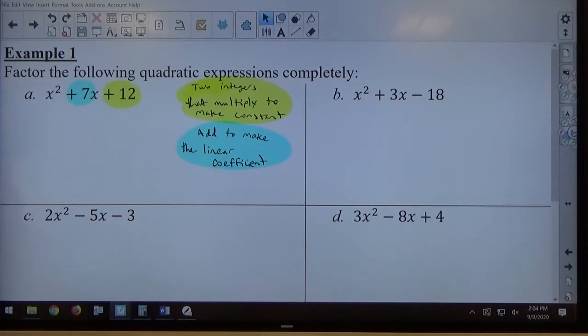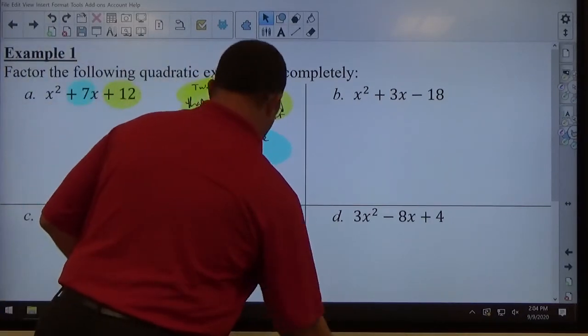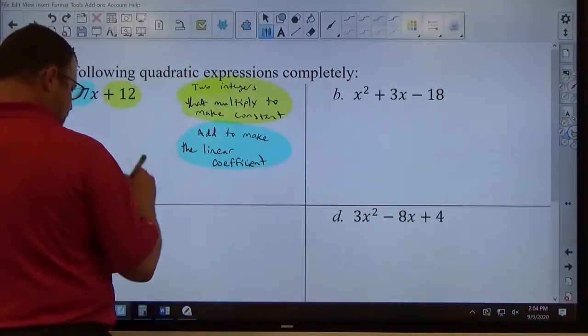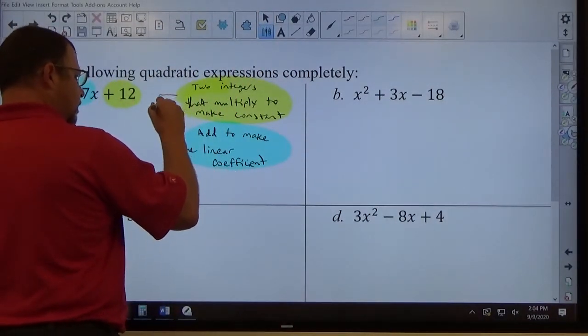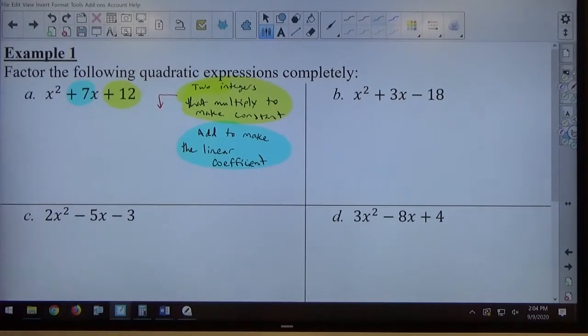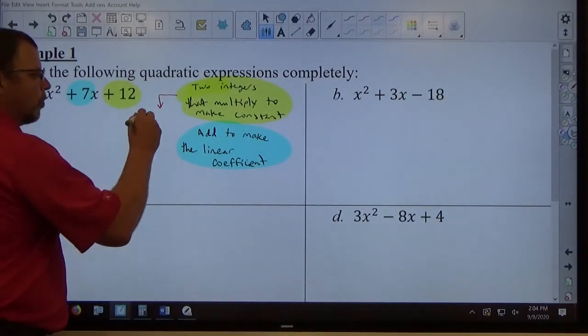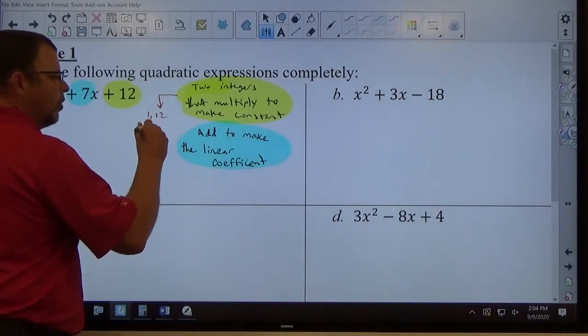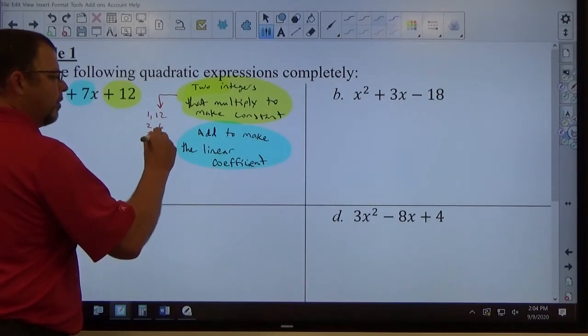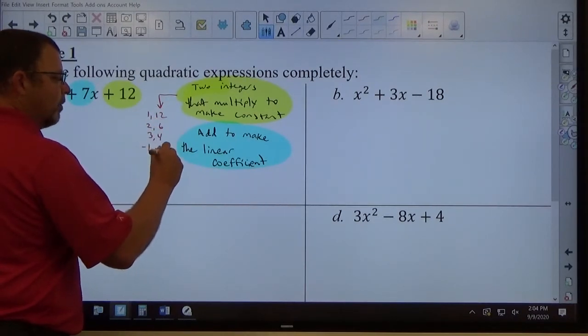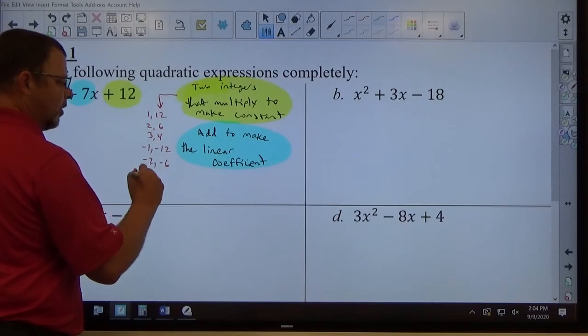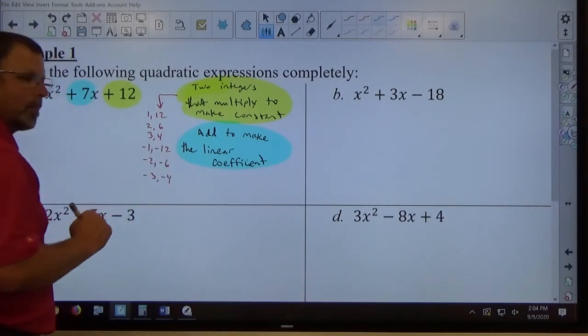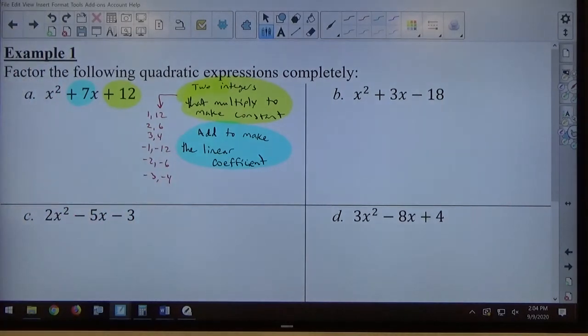Right? So if I make a complete list here, every way I can think of to multiply to make 12: there's 1 times 12, there's 2 times 6, there's 3 times 4, there's negative 1 times negative 12, there's negative 2 times negative 6, there's negative 3 times negative 4. What if it is a negative? No, I'm just throwing them all out there. All right? You have to find the pair. If you can find it without writing them all down, that's fine. That's what you have to do, is find the pair.